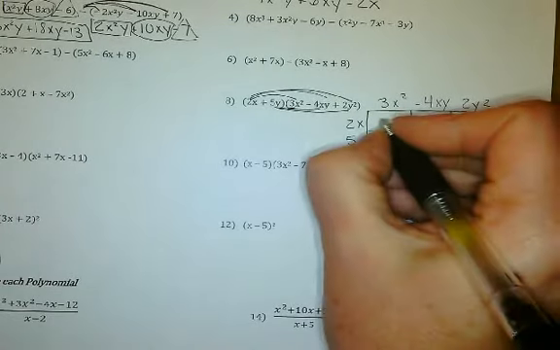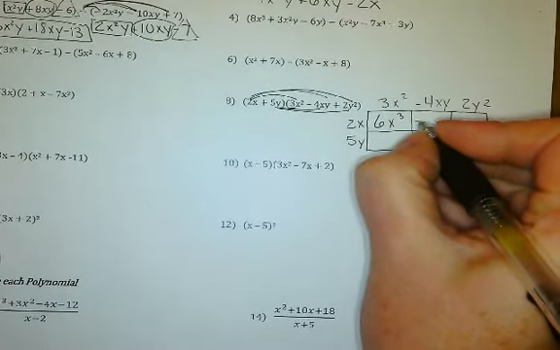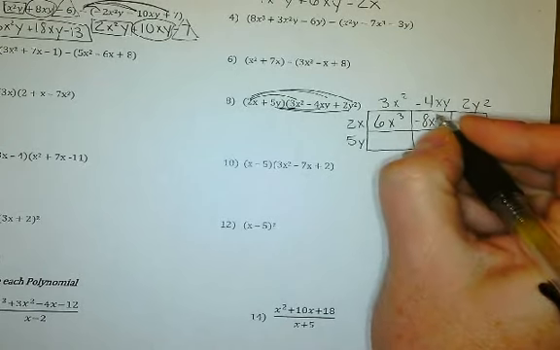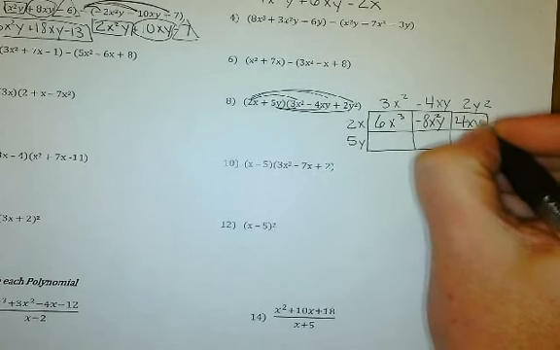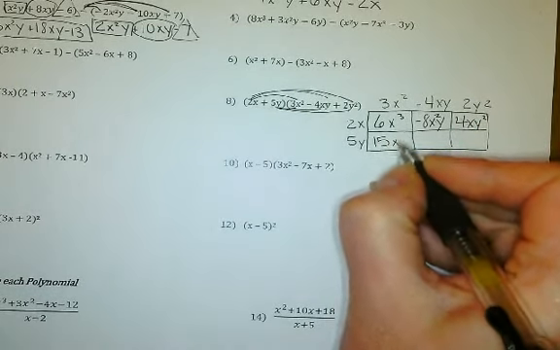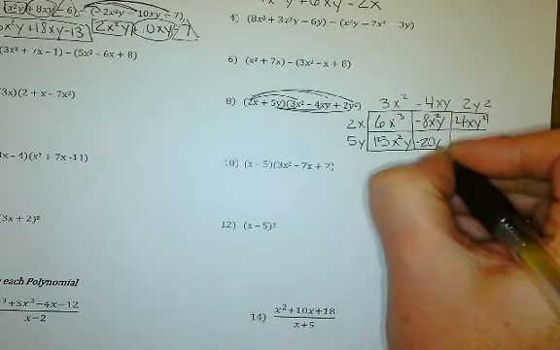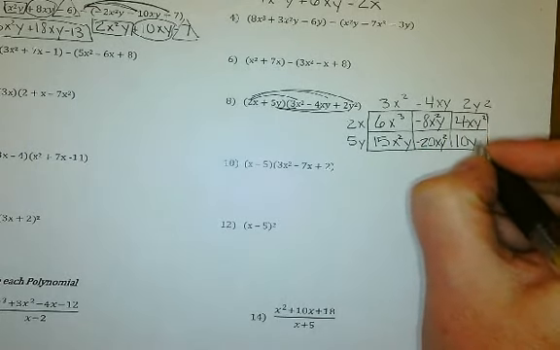So 2x times 3x squared is 6x cubed. If I multiply these two, I get negative 8x squared y. And if I multiply here, I get 4xy squared. Down here, I get 15x squared y. Then I get negative 20xy squared. And the last one would be 10y cubed.